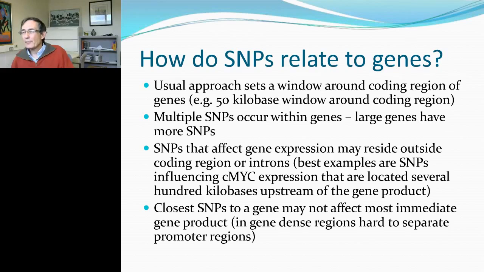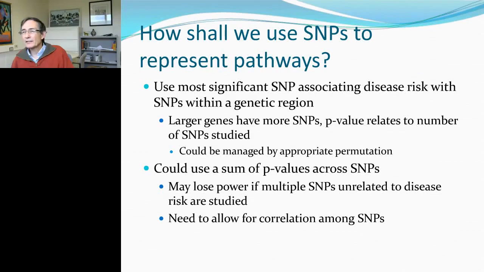We hope that the 50 kilobase window that we typically apply includes enough of those SNPs, but in some cases that may be problematic. An example is CMYC. And closest SNPs to a gene might affect some other nearby genes. So again, that's another limitation of this kind of approach. As we go forward in time, we may get better at identifying which SNPs are influencing which genes, and so we're doing as well as we can by this window approach, but it's a limitation at the moment.